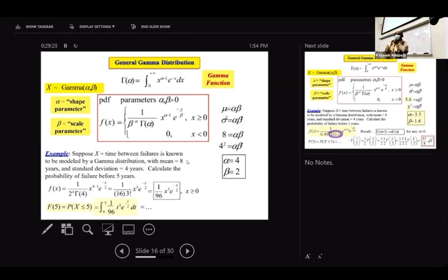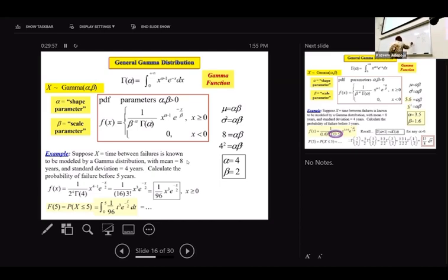Now, what are you going to do? You need alpha and beta in this situation. You're not given the parameters, but you are given the mean and standard deviation. And you know that the mean is alpha beta, the variance is alpha beta squared. The mean given is 8 years, so you're going to say alpha beta equals 8. What is the variance given? They give you the standard deviation of 4 years. Then the variance is the square of the standard deviation, right? That will be 16.